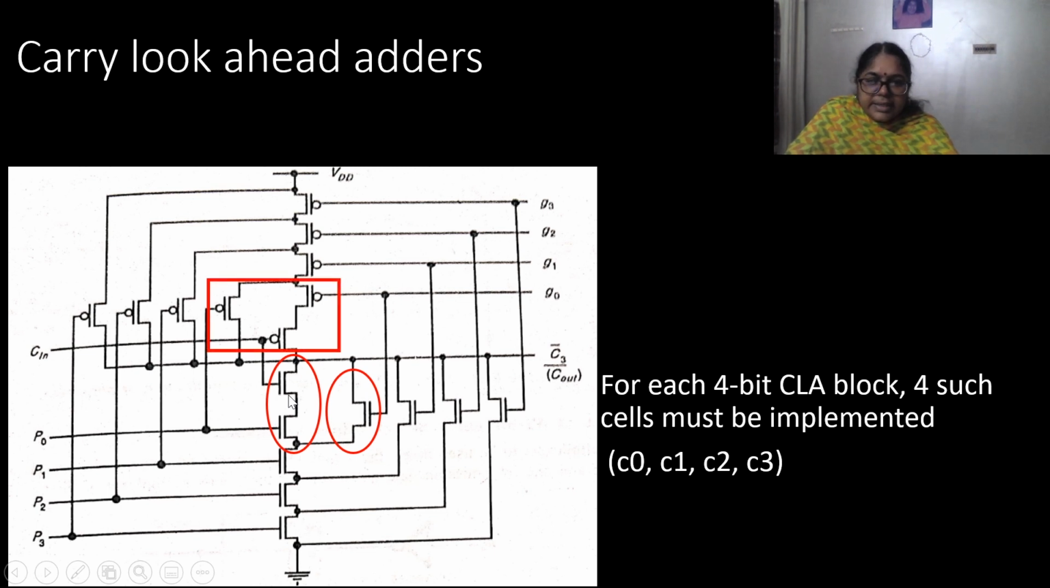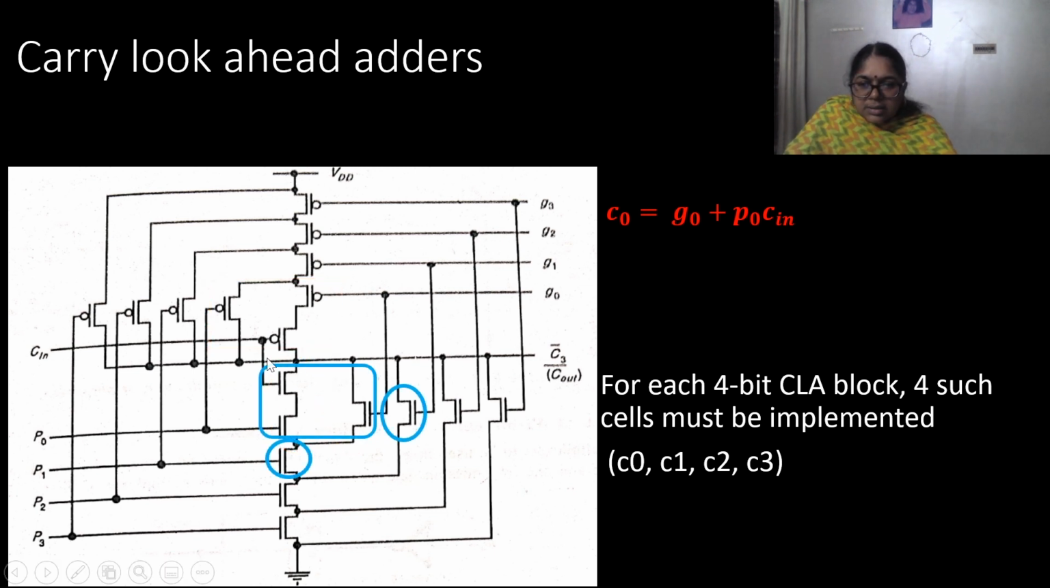So we will get C naught is equal to G naught plus P naught into Cin. So this PMOS part of the circuitry and this NMOS part of the circuitry together, they will give us the C naught value. But here the whole circuitry is being used to generate C3 bar. Only if we make use of only this part of the circuit by connecting to VDD and the ground, we will get C naught.